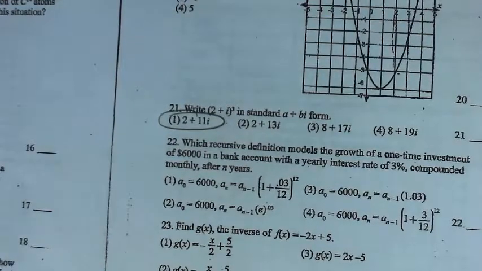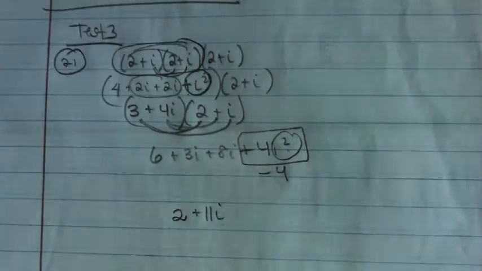Hopefully we get something that's straightforward. That's pretty straightforward. Okay? 22.